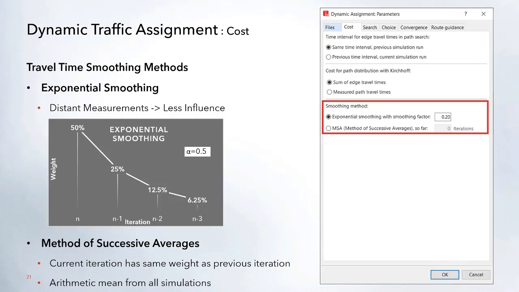The other option here is the method of successive averages. In this case, the current iteration will have the same weight as the previous iteration, and essentially this ends up resulting in an average from all of the simulations.